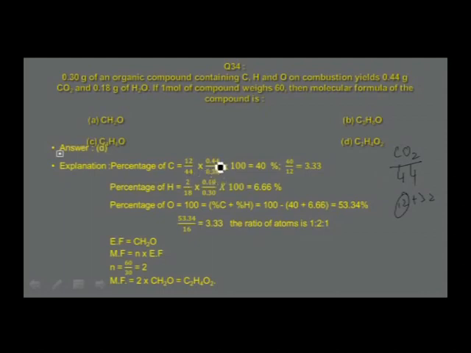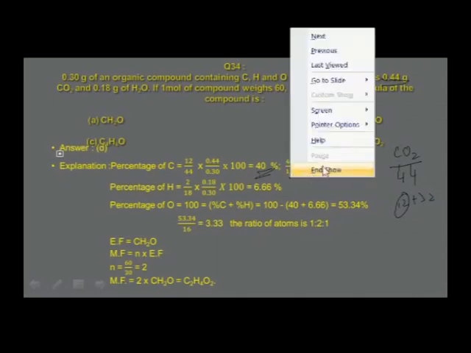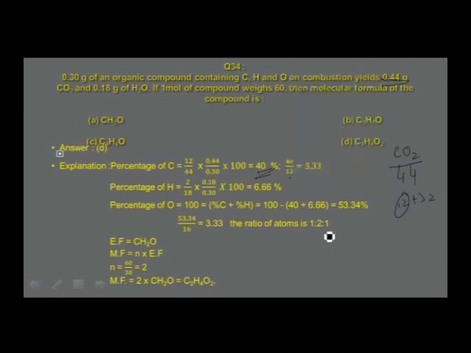What is this 0.44? 0.44 is the mass of carbon dioxide that is formed in the reaction. 0.44 by 0.3 into 100 gives you 40%. This 40 is the percentage composition divided by 12. What is this 12? 12 is the atomic mass. This gives you the number as 3.33. So 3.33 is the ratio of carbon atoms. Let us keep it as it is.